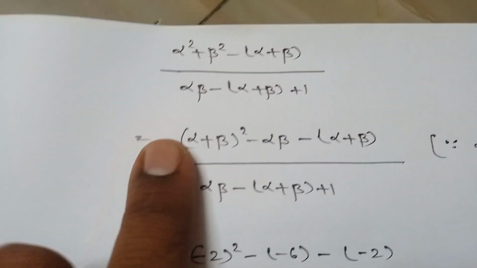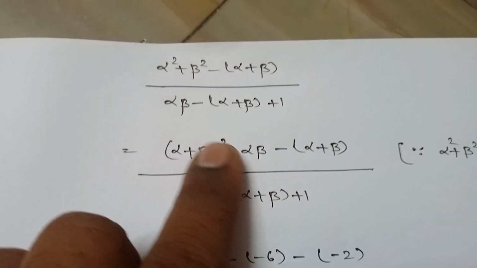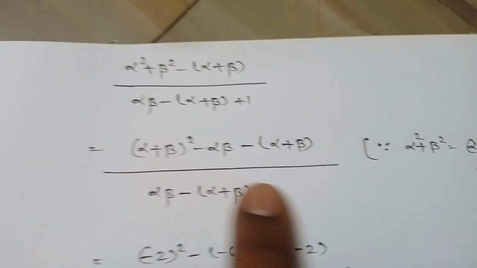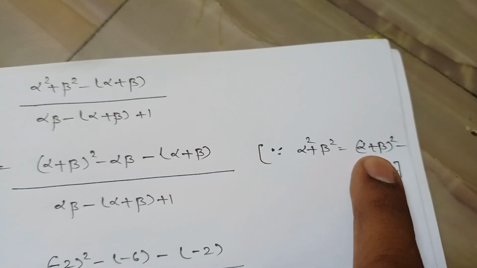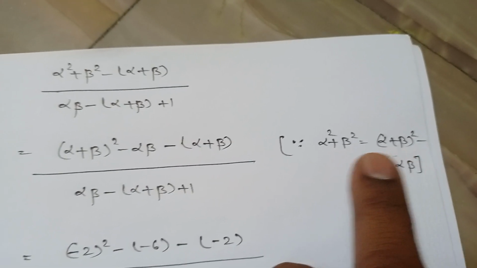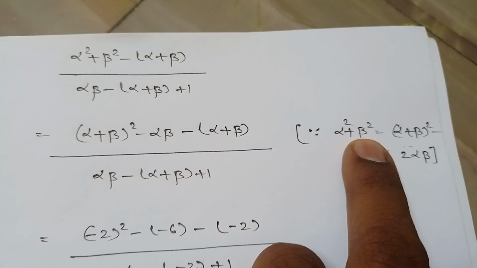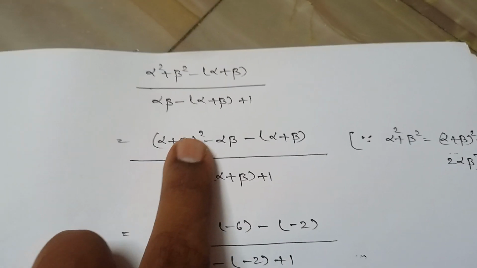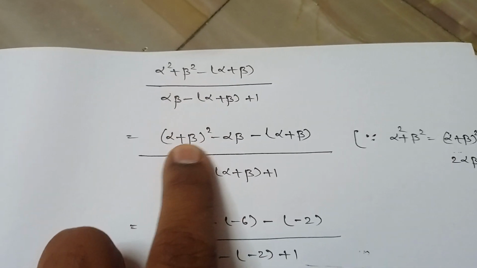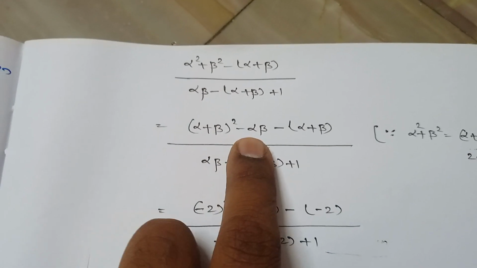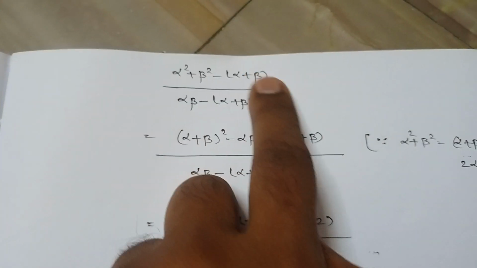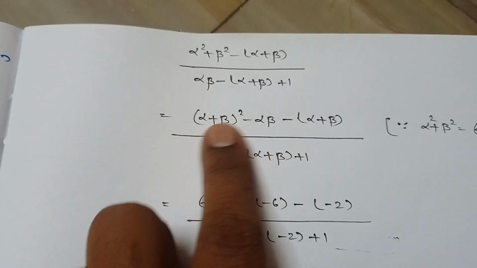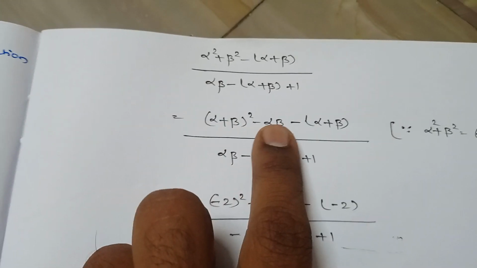So we know the a plus b whole square formula, right? From that, if you make a square plus b square the subject, then we get the remaining terms. That only I mentioned here. A plus b whole square, in that if you make a square plus b square the subject, we get a plus b whole square minus 2ab. In place of alpha square plus beta square, we can replace it by alpha plus beta whole square minus 2 alpha beta, and the remaining parts we can write as they are. Now the total expression is in the form of alpha plus beta and alpha beta.